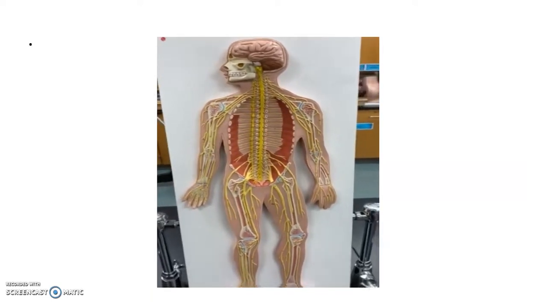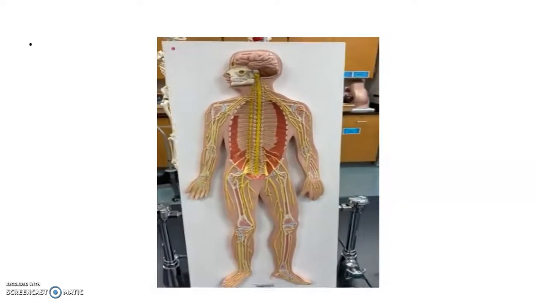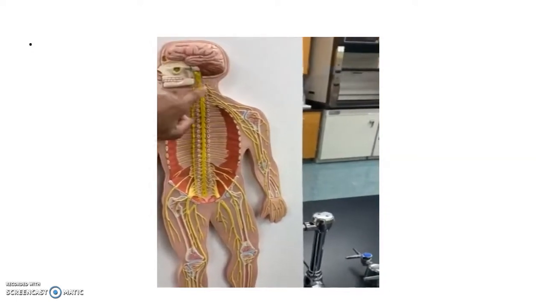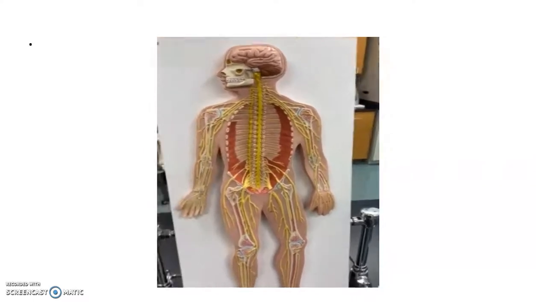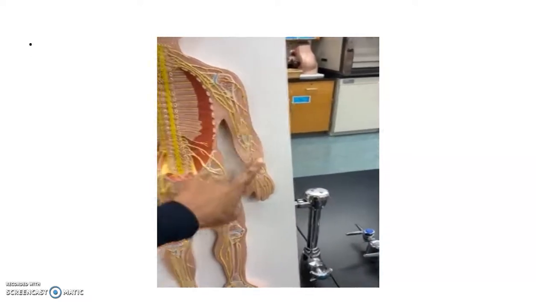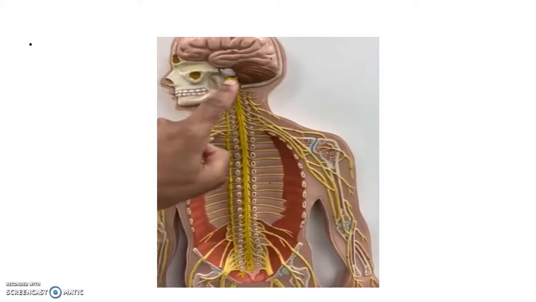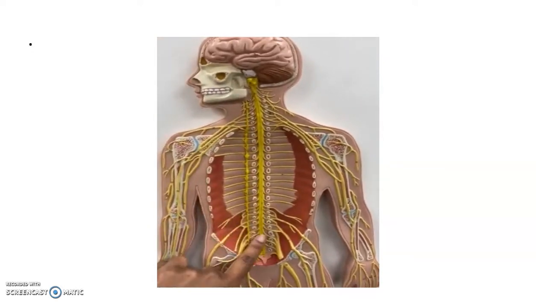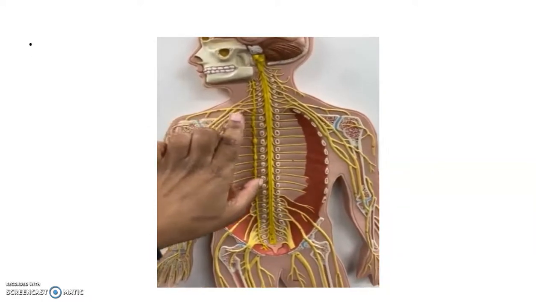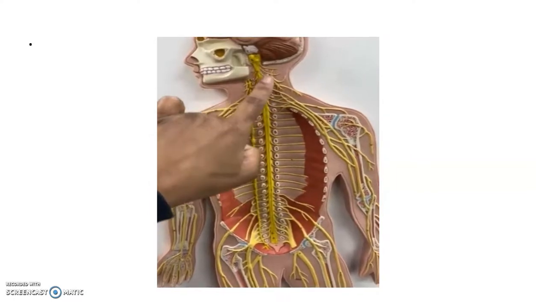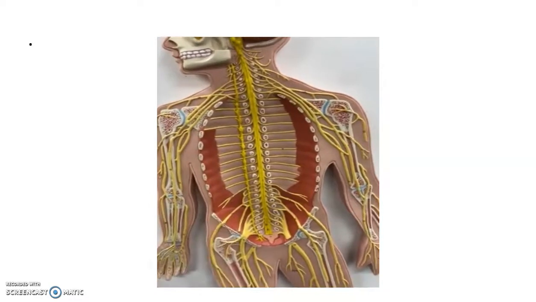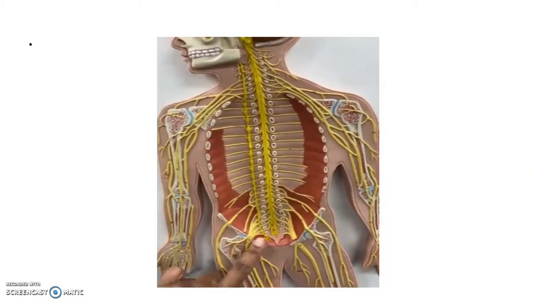This is a representation of our nervous system. The central nervous system is made up of the brain and the spinal cord. Our peripheral nervous system is made up of our nerves. Let me show you some specific structures. Here is your spinal cord. Here we have our brachial plexus. Here's your cervical plexus. Here is your lumbar plexus. Here is your sacral plexus.